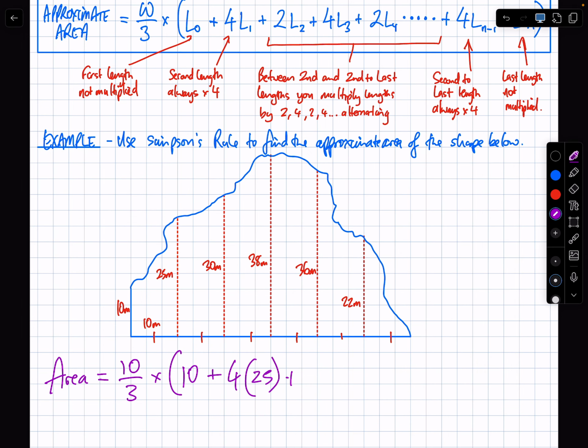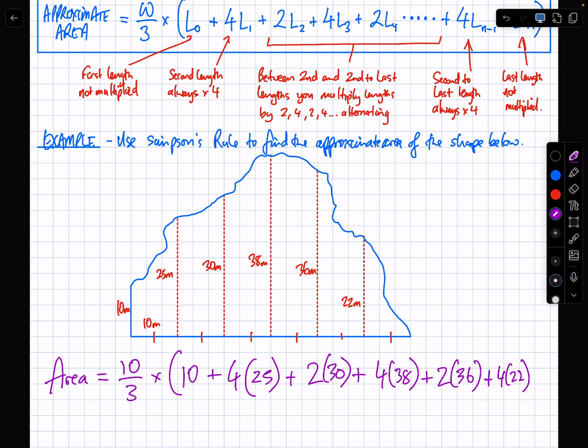What's the pattern that occurs in the middle of this thing? 4, 2, 4, 2, 4, 2. So the next one, this 30, I'm going to times it by 2. Plus, what's the next part in the pattern? 4, 2, 4 is going to be times by 38. Next one in the pattern, 36, is going to be times by 2. If your shape was divided up into an even number of pieces, the second to last one is always going to be times by 4. So it's going to be 4 lots of 22.